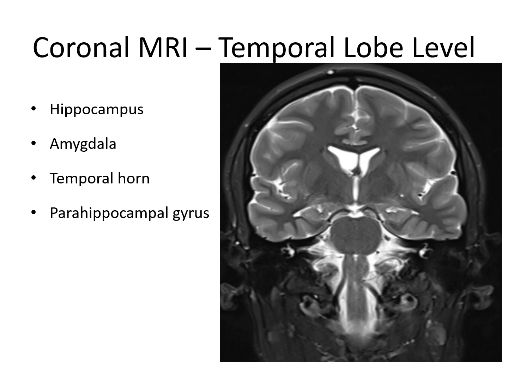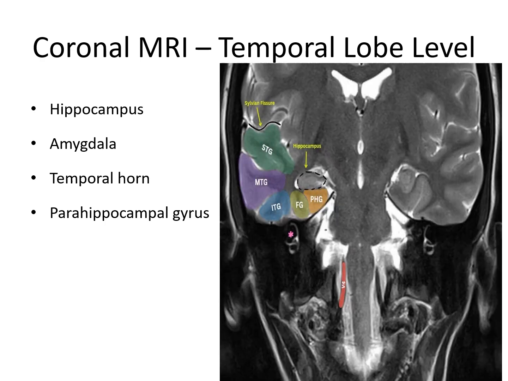Now the coronal MRI image at the temporal lobe level. So what we see at this level is the hippocampus, amygdala, temporal horn of the lateral ventricle, and the hippocampal gyrus. We can see in this image, this is the leveled image. This dark dotted line is the hippocampus. This one is the parahippocampal gyrus.